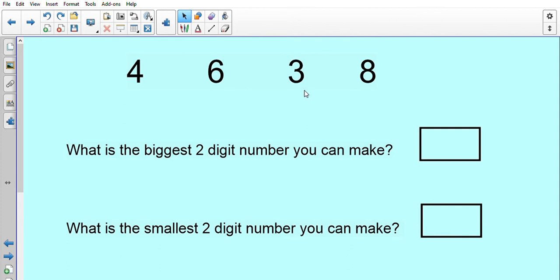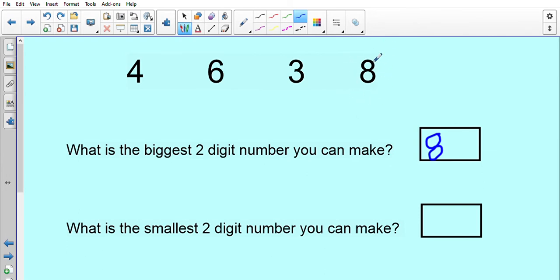Right, so the biggest 2-digit number has got to be the number that's got the most tens that you can have. Which one of these would have the most tens? That's right, 80. So if we used 8 for 80, that would be the most amount of tens that we could have. Now we need to think about the ones. We want to have quite a lot of ones as well. We can't use number 8 because we've used that one already.